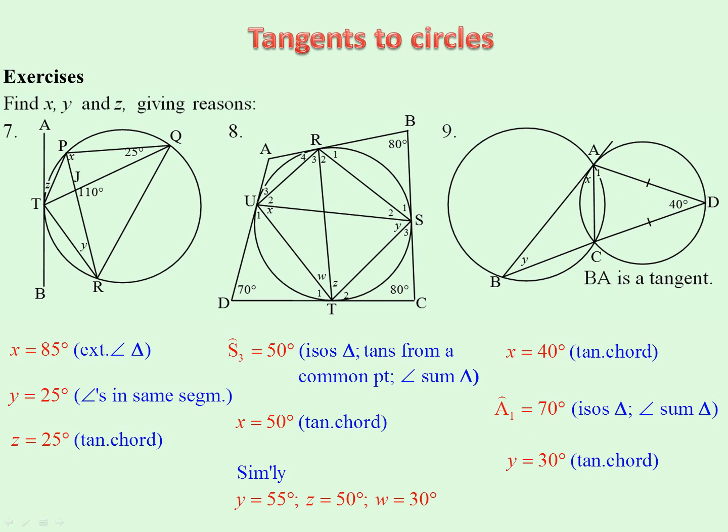30 degrees, tan chord. Not sure why we're saying tan chord, it's angle sum triangle. And there's a magical change. That's far better. Because you see, we can find that by isosceles triangle and angle sum triangle is 70. We already know that. Therefore, we can find y by angle sum triangle. So it's angle sum triangle, isosceles triangle are the two.